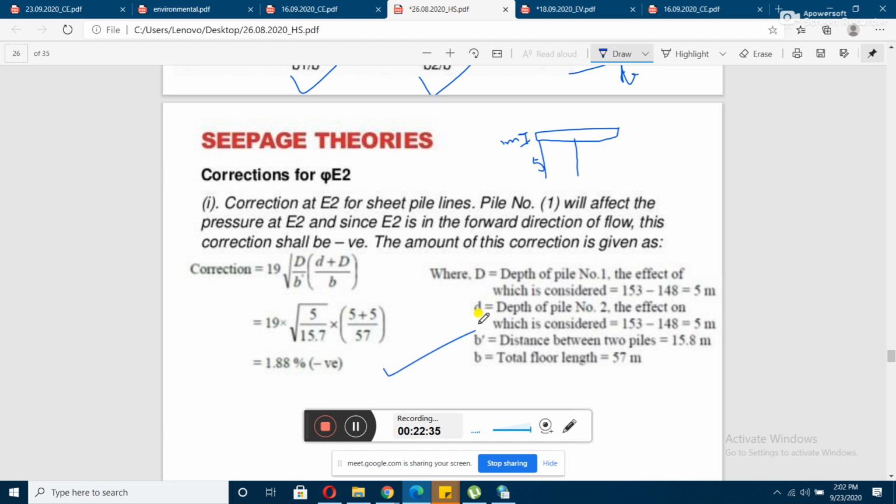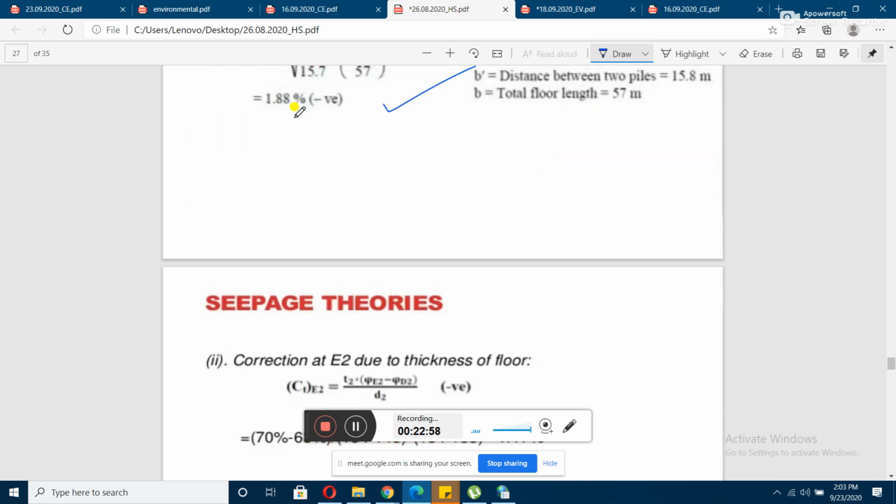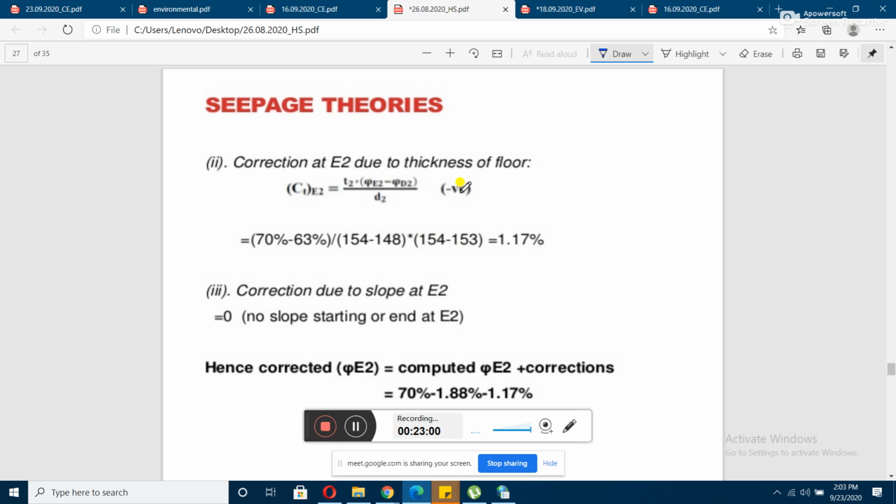And here it will be negative. Why will it be negative? Because this one is the influential pile. While finding out the pressure at this particular point, we are considering this as the influential pile. So this is located on the upstream side. Once it is located on the upstream side, there will be a negative correction, I have told you. So this turns out to be negative. Next part is correction of V2 due to the thickness of the floor.